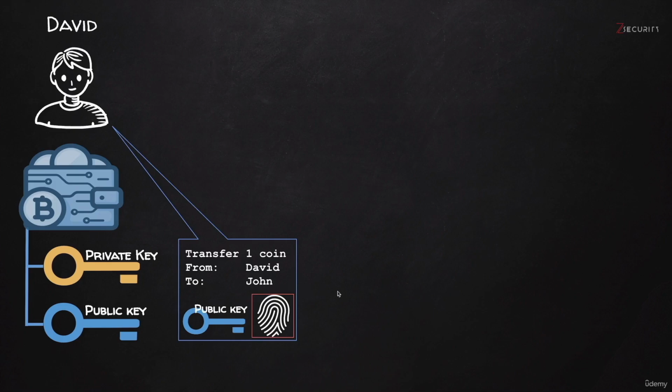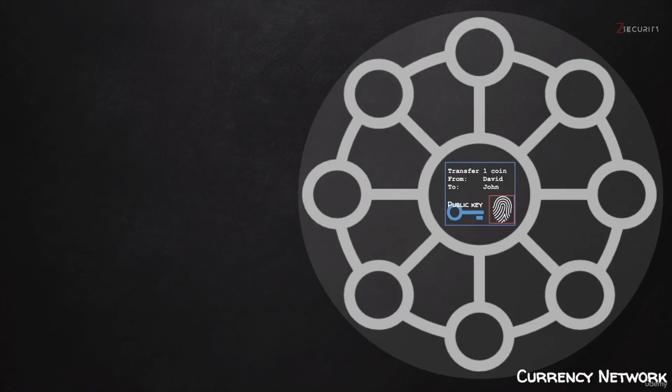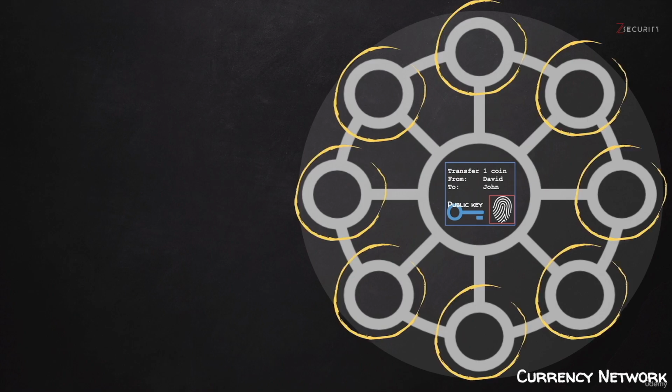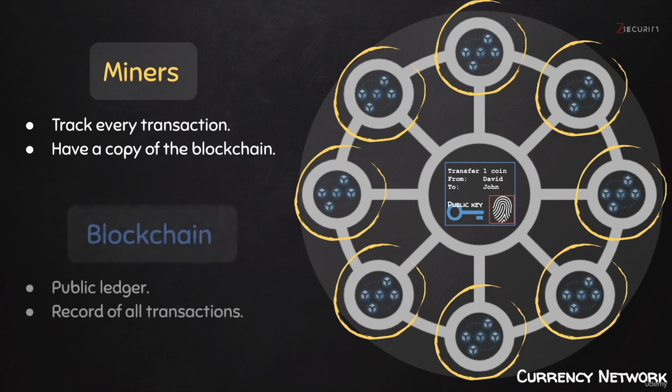So, once this message is generated on David's end, David will send this message to the cryptocurrency network. Now, this network is basically a number of computers, usually of high specs, that keep a copy of all transactions done using this cryptocurrency. These computers are usually referred to as miners because they get paid coins for maintaining the ledger, or this record of transactions. Now, this record of transactions is known as a blockchain.